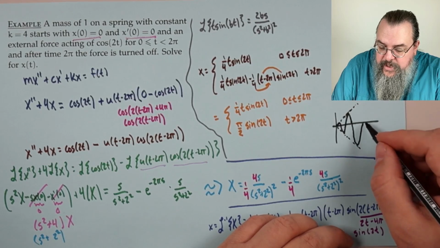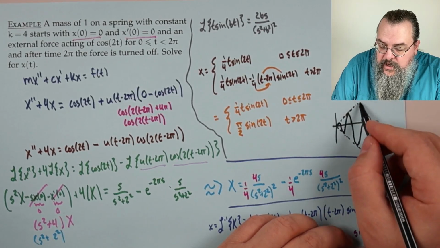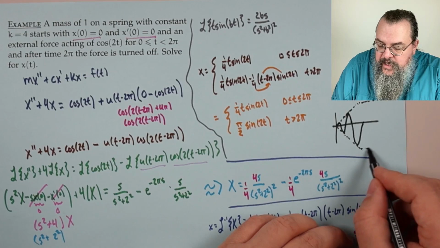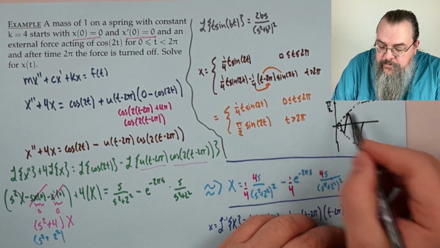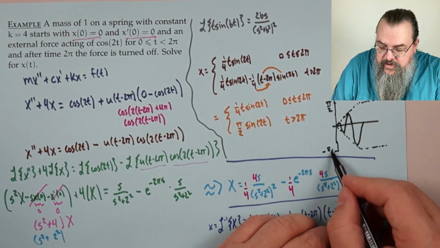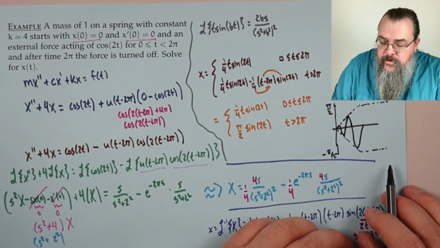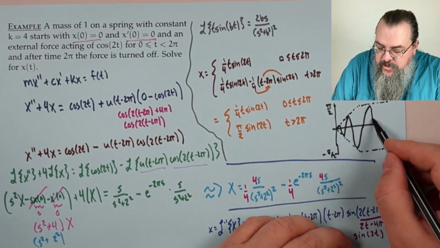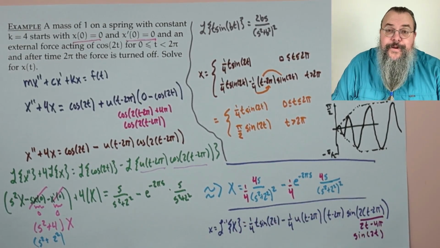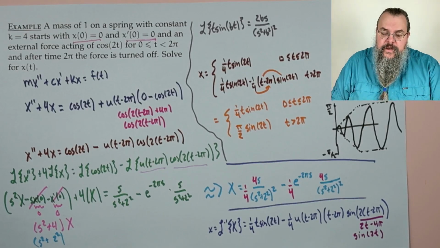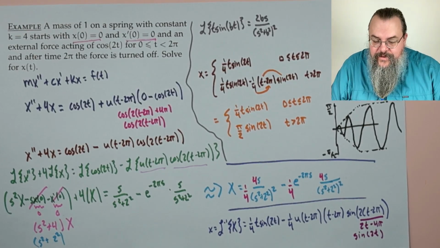And then at 2 pi, it turns off, and the amplitude stays fixed. So this is at pi halves up here, and minus pi halves down here. And so from then on, it just oscillates in between those two. So that's the behavior of the spring. That's what we can figure out. And so it's actually a surprisingly beautiful answer.